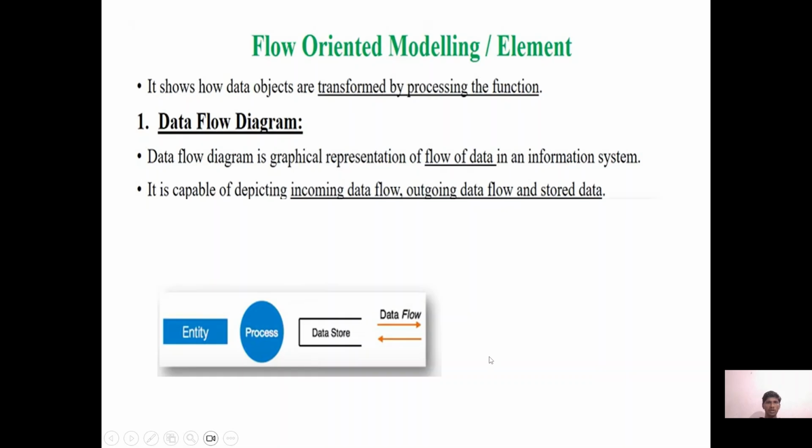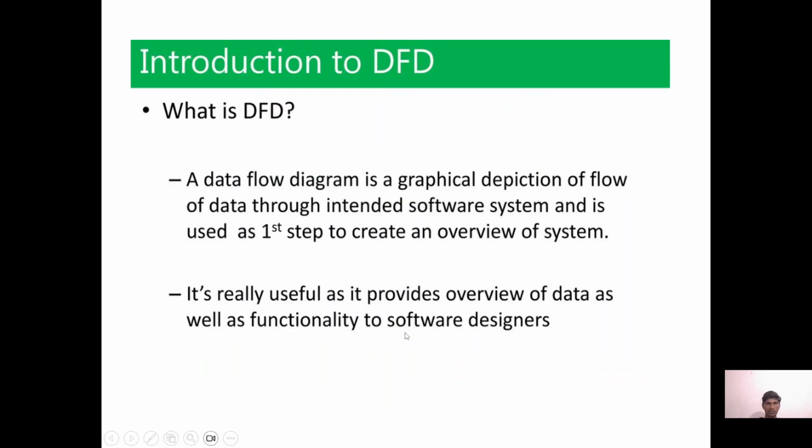Next is the flow oriented model. It shows the transformation of the process that occurs in the functions. Here is the DFD diagram. A data flow diagram is a graphical representation of the flow of data in any system. The incoming data flow, outgoing data flow and the stored data are depicted in the data flow diagram. Normally this is an entity, this is a process, this is a data store and this is a data flow. So DFD is a graphical representation of data flow in a software system.